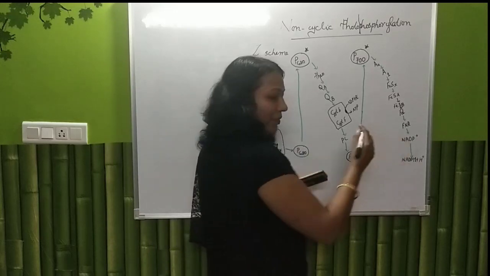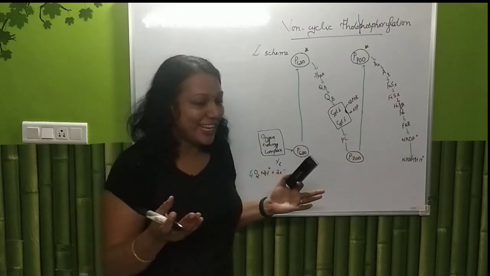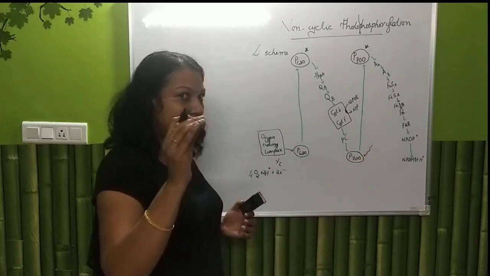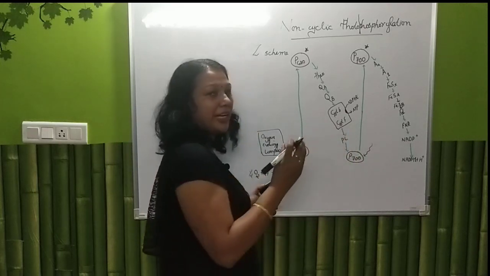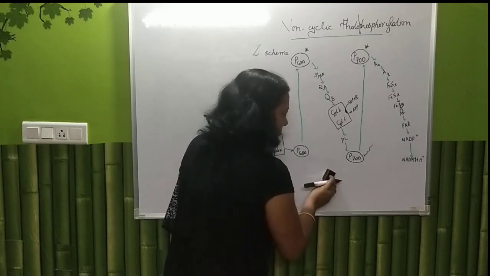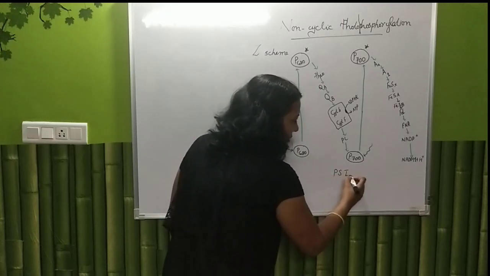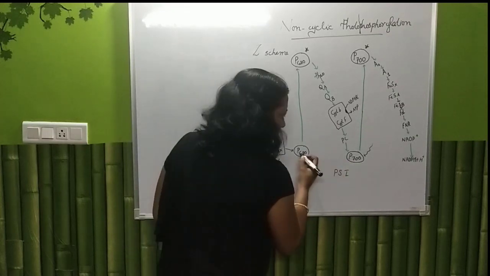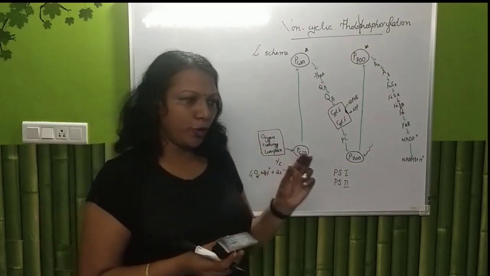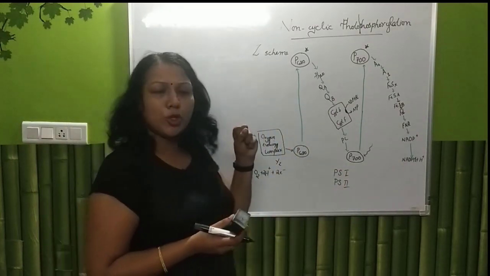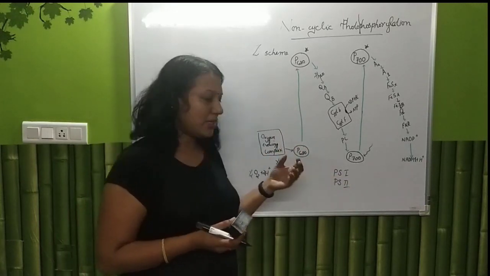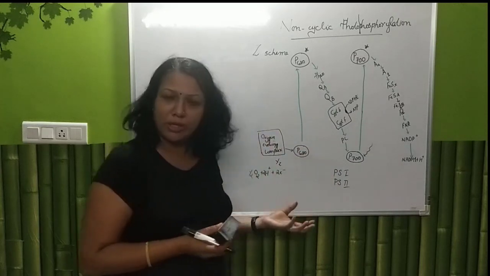So what is the ultimate source of energy? Yes, sunlight. So sunlight energy falls on P700. Now what is P700? PS1, photosystem 1. Now P680, this is photosystem 2. What do you mean by photosystem? Photosystem is a light absorbing complex. This is present in the leaf. Photosystem possesses chlorophyll molecules, protein molecules and all.